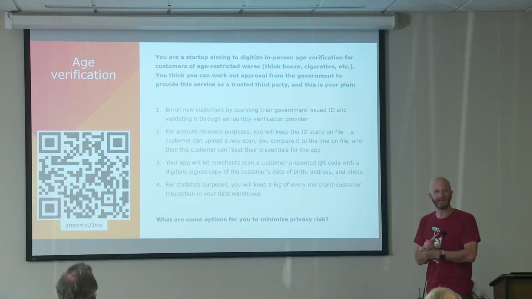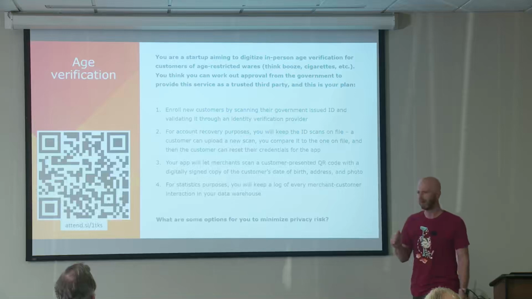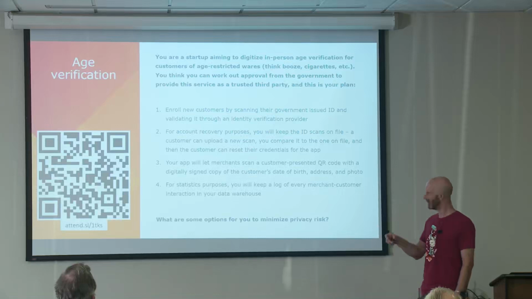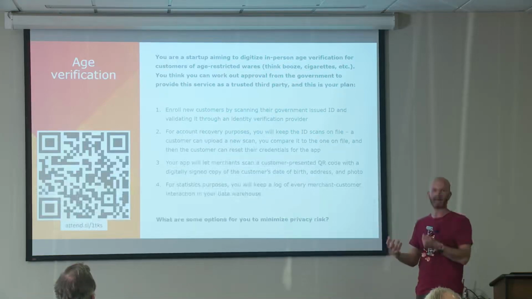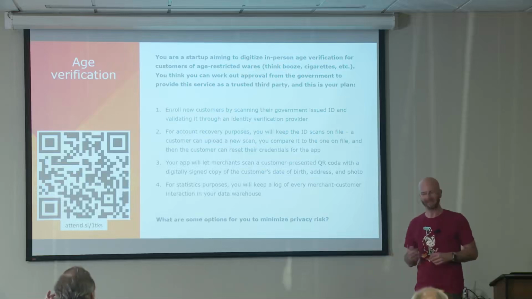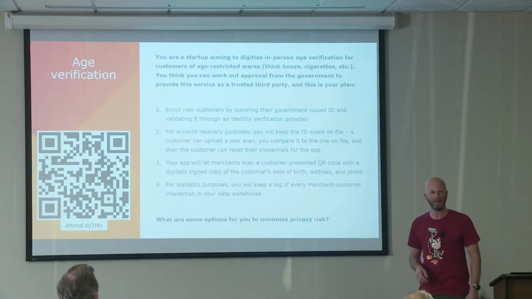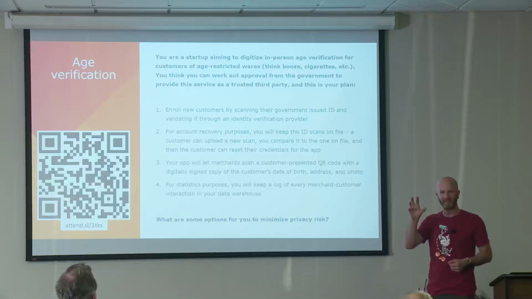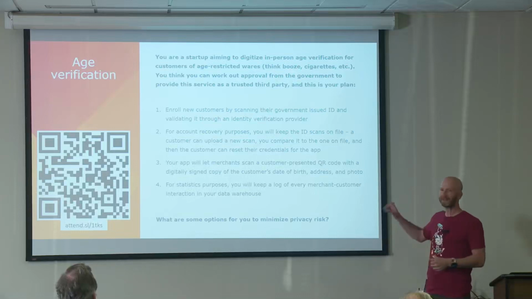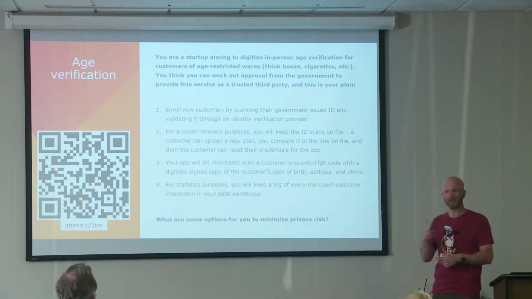And on the merchant side, if a customer walks into a store and wants to buy a bottle of tequila, they can use the app to scan a customer's QR code, and then on their end get presented the date of birth and the address and a photo of the customer. And so that way they don't need to have their driver's license or passport or whatever on them. They can just use their phone. And of course, for statistics purposes, you will keep a log of all interactions between merchants and customers. Make sense so far?